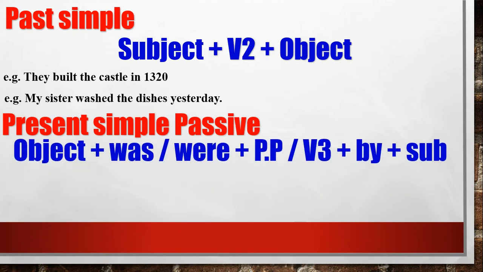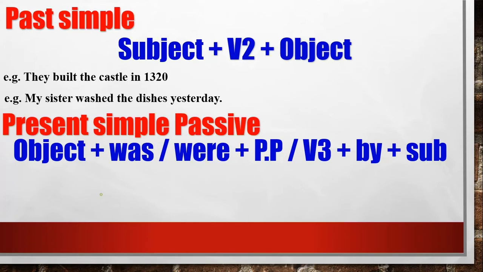We start the sentence by using the object. Then we use was or were. So we use verb to be, but in the past. We use was or were. After that, we use the past participle form of the verb. Then we use by, then the subject.